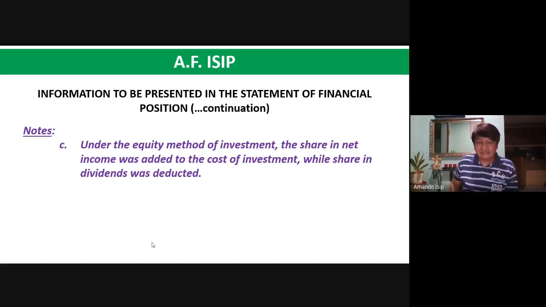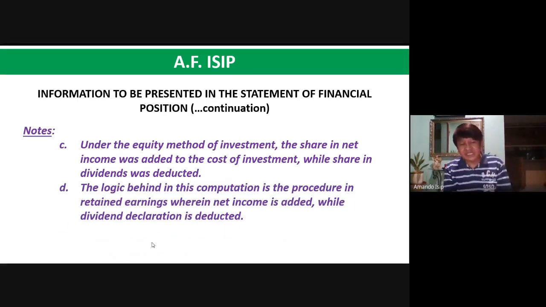Remember this ruling, gentlemen and ladies. This is very significant in intermediate accounting and also in advanced accounting or business combination. And what is the logic behind why we are doing this in the equity method? The logic behind this computation is the procedure in retained earnings wherein net income is added while dividend declaration is deducted. Try to review our accounting for corporations.